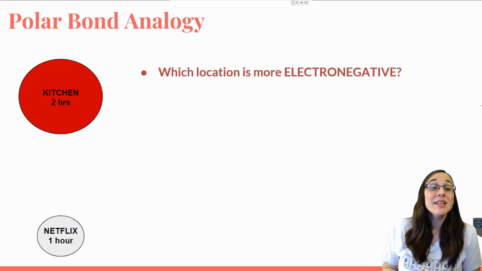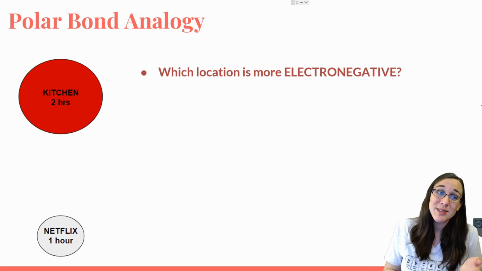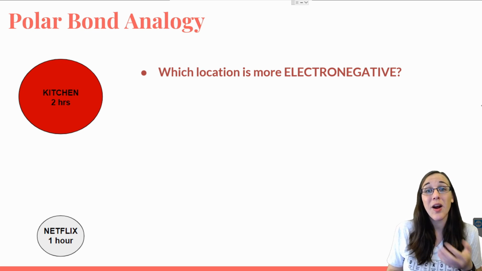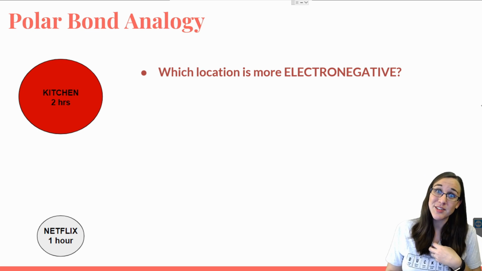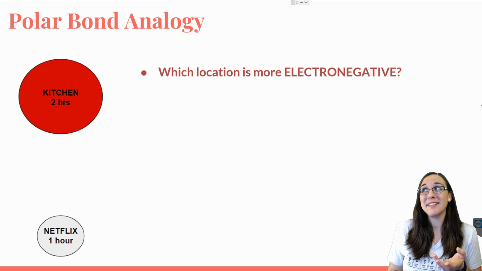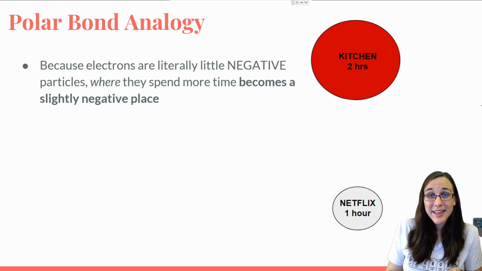Anyways, so if I'm 2 hours in the kitchen and I'm only 1 hour on Netflix, for every 2 hours that I spend cooking in the kitchen, which location is more electronegative? In this case, where I spend most time, if I were an electron, then the kitchen would be more electronegative than Netflix would. So since electrons, as I mentioned before, are literally negative particles, they are themselves little negative balls of energy. Where they spend more time becomes a slightly negative place.